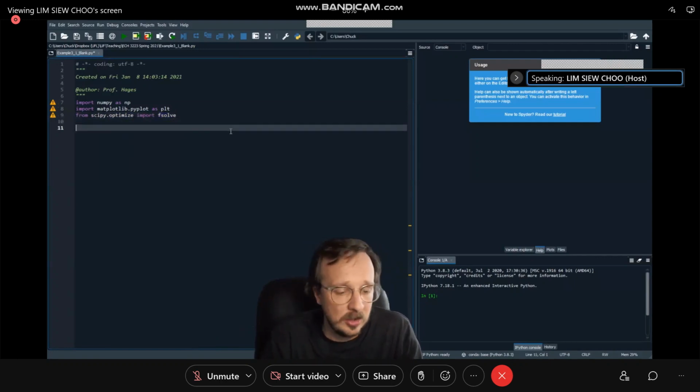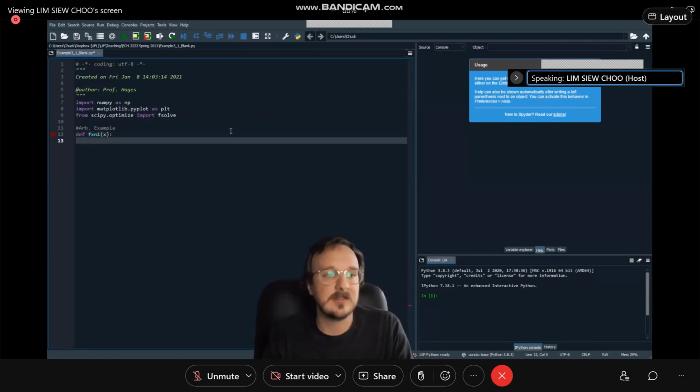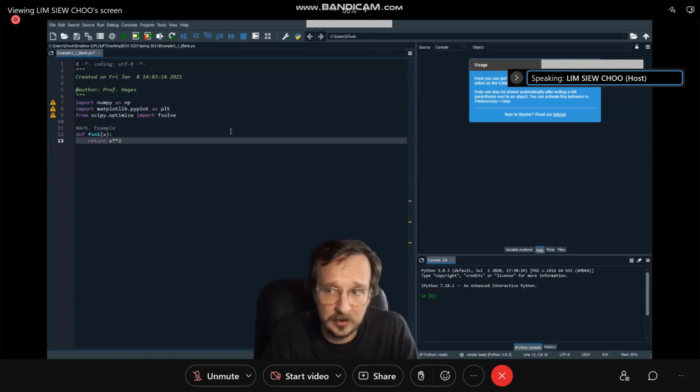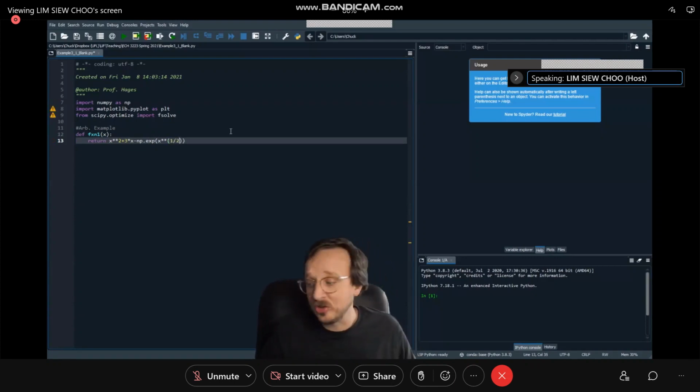Okay, so let's take this arbitrary example. First, let's define our function. Let's give it a name: function1, and it's a function of x. It will return x squared plus 3 times x minus, this is the equation we just showed, np.exp of x to the 1/2. Okay, so this was the equation that equals 0.